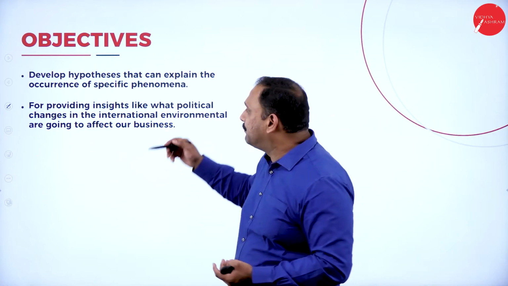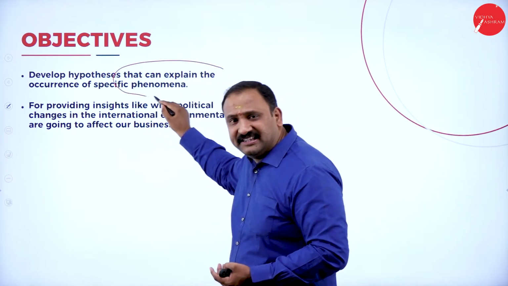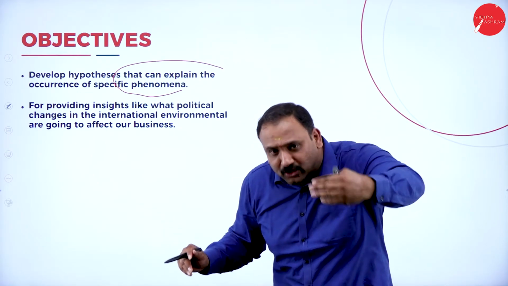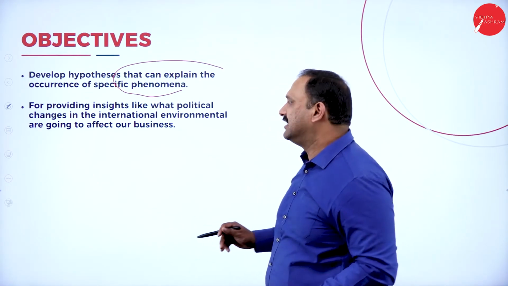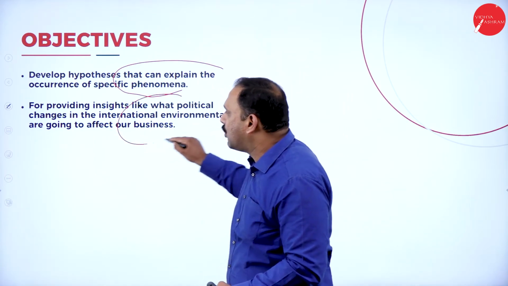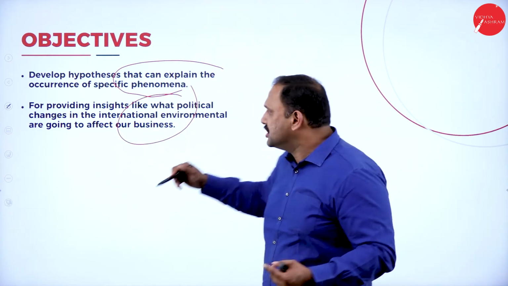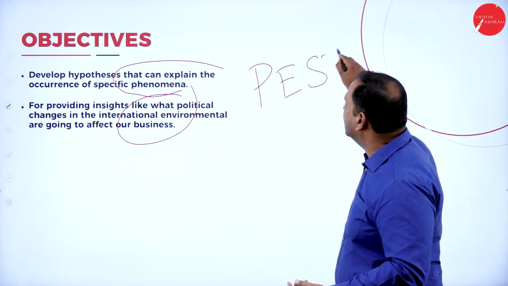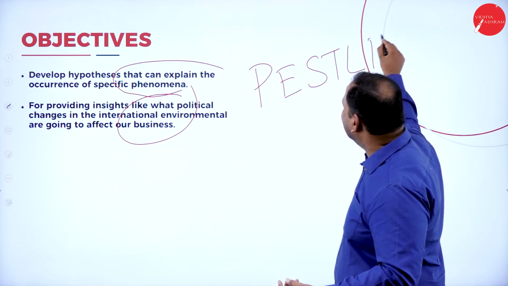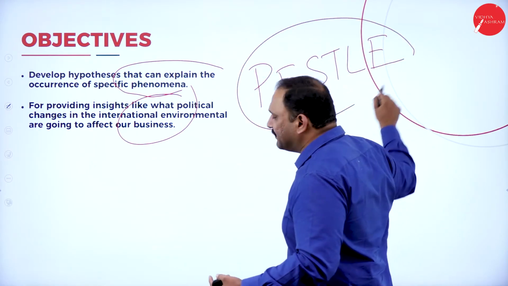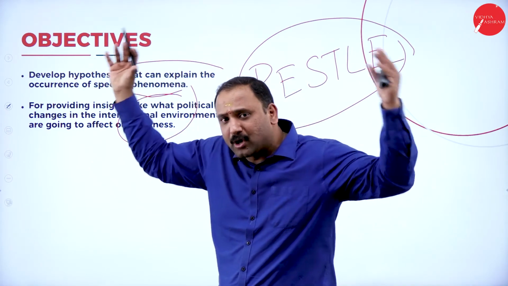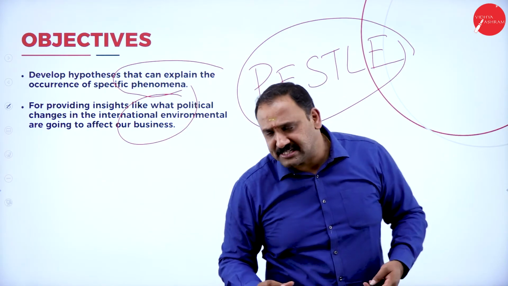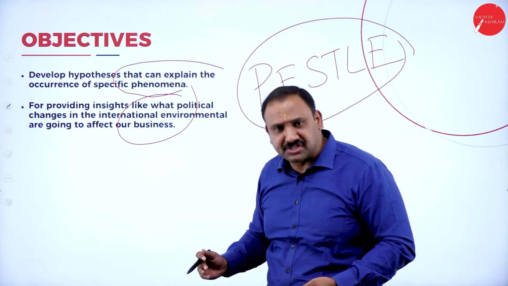Similarly, develop hypotheses that can even explain the occurrence: why it is happening, when it is happening, why we need to look into it, what the different factors behind it are, providing insights like what political changes, international changes. So primarily I'm talking about the PESTLE, that is political, economic, social, technological, legal, and environmental factors all together. So I can do a broad research combining all the factors under which the company is affected, and I could come up with an exploratory research here.